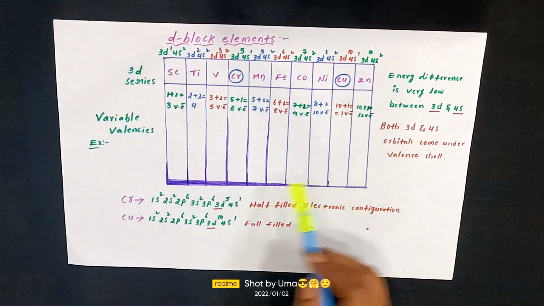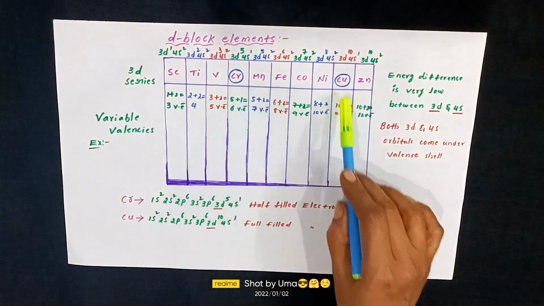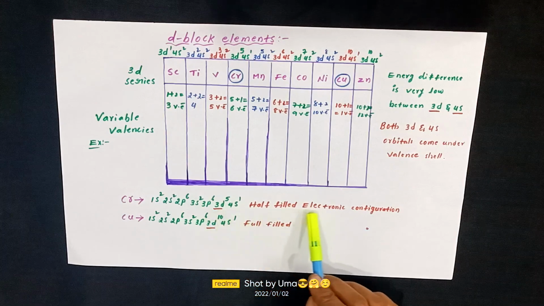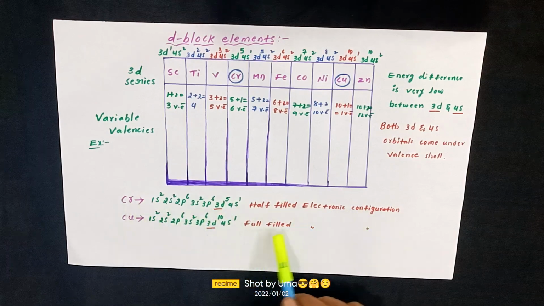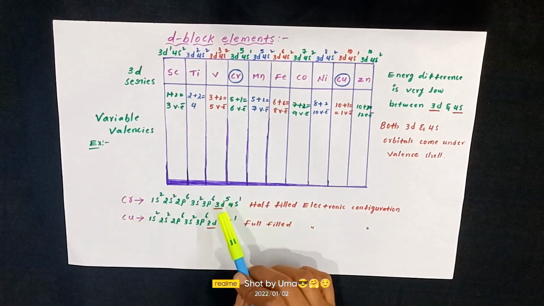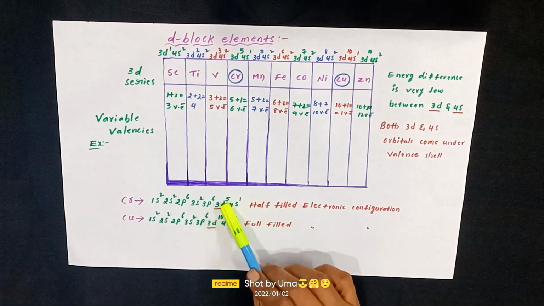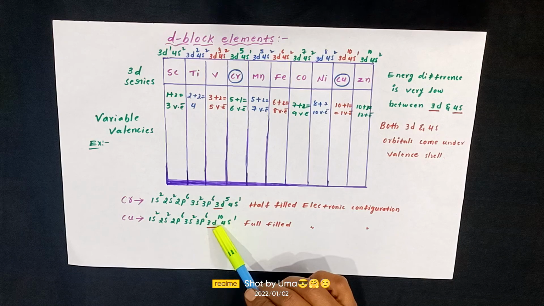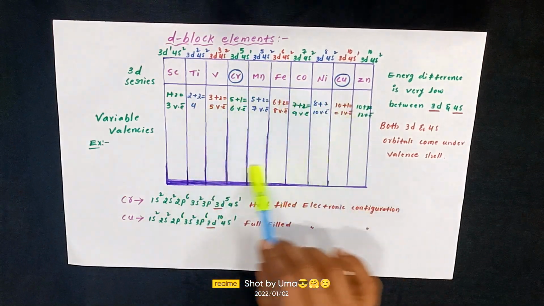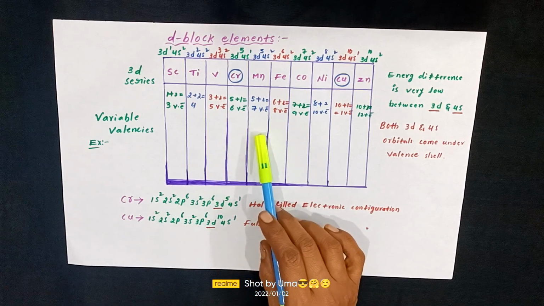If you write the electronic configuration for chromium and copper, you get this configuration, children. There is a half filled configuration for chromium and a fully filled configuration for copper in the d orbital. That's why it gives more stability to chromium and copper. Remember, these two are very important. And D block elements contain heavy metals, children, and they show variable valency.